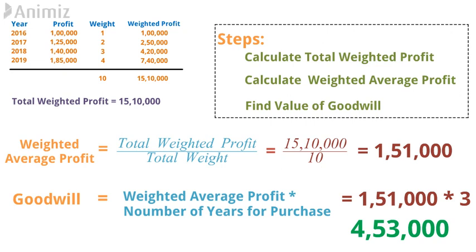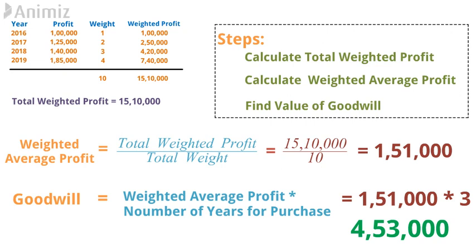I repeat all the 3 steps. First of all, we need to calculate the total weighted profit. Second, we need to use the formula of weighted average profit and find out the weighted average profit. And the last is the calculation of goodwill, which is similar in average profit as well as weighted average profit.